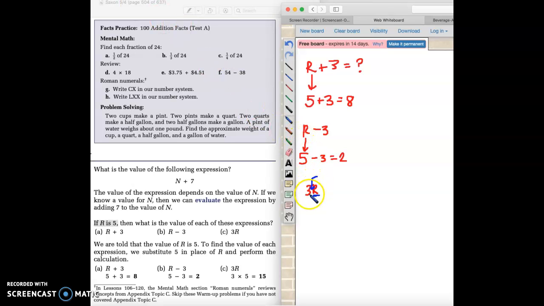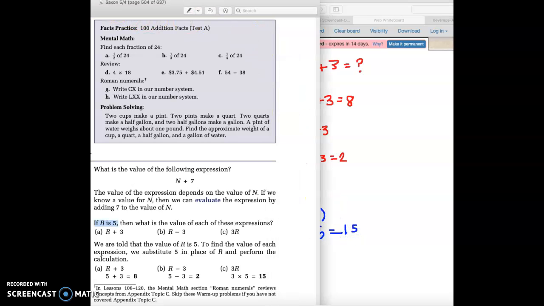All right, so if you have 3r, we can replace r with 5. So we're going to say 3. We're going to replace it in parentheses. And we're going to say 3 times 5, because when you replace with parentheses, it's the same, in this case, as multiplying by 5. And we get a product of 15.